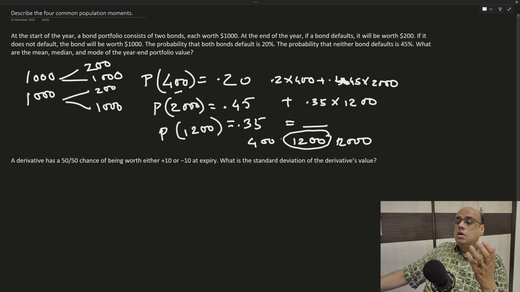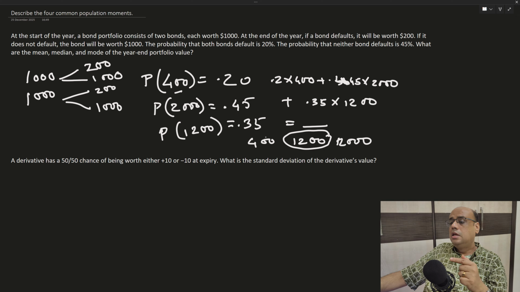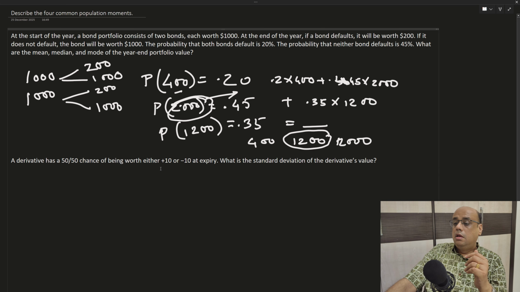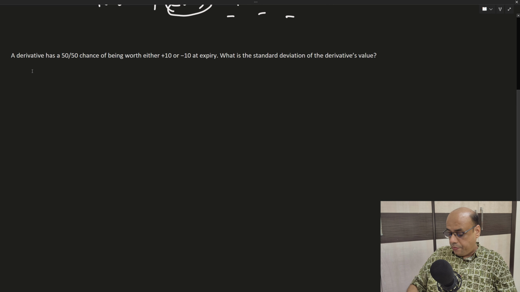And what is the mode? We all know mode is the one which occurs the maximum number of times. In this particular case, which portfolio value occurs the highest number of times, the maximum frequency? It is this 2000. So 2000 is the mode. So this is how we'll do these kinds of numericals. Next, let us come to the next question.